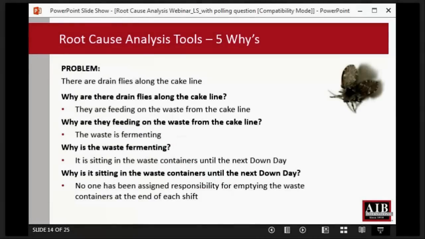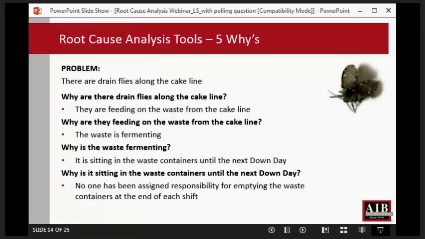So let's do a little application here. In this case, you're at your facility. They have drain flies, and they were noted along the cake line. So we ask ourselves, why are there so many drain flies along the cake line? And the answer is they are feeding on waste from the cake line.